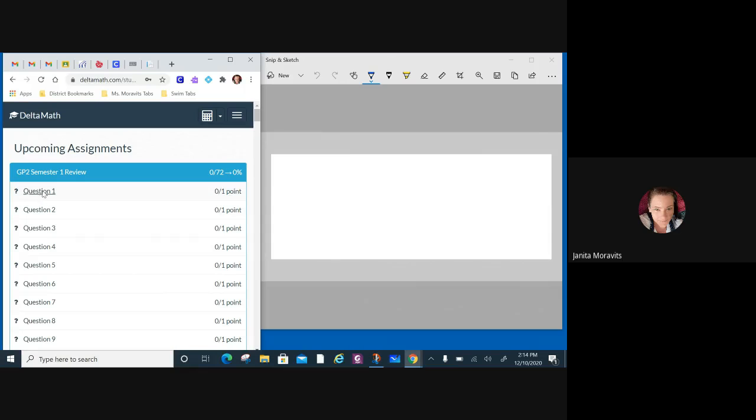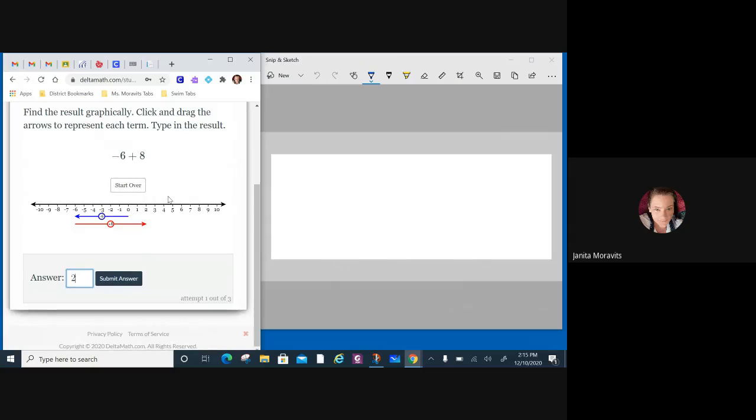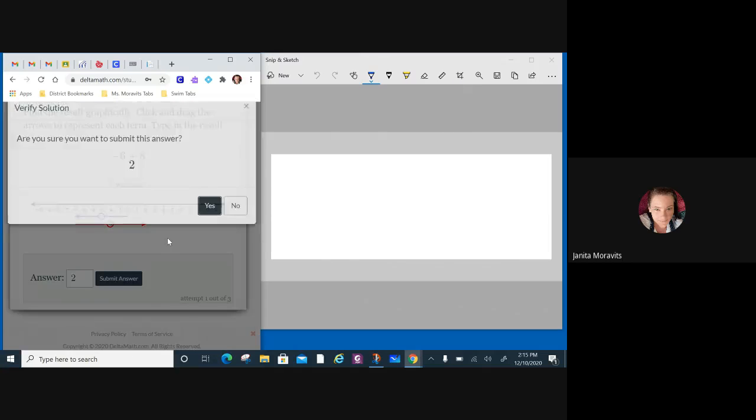So we're going to start right here with question number one. Now it says, find the result graphically. Click and drag the arrows to represent each term. Type in the result. Well, -6. Well, if we're going negative, we're going to go to the left on the number line. And you can see in the circle that we went -6 over here. And now we're going to do +8. But we're going to start from right here. We're going to go all the way +8. And we ended up at the number 2. All right, we've done these before, but we figured you needed a little refresher. So we're going to submit that answer here.